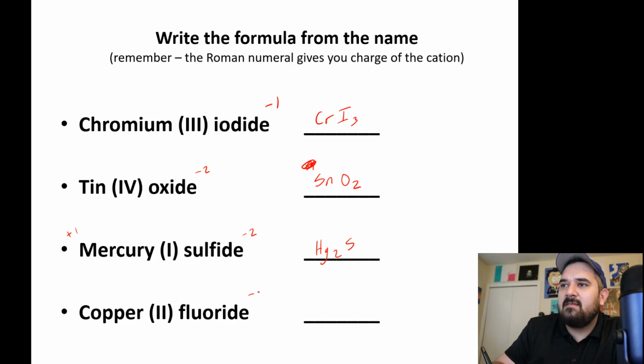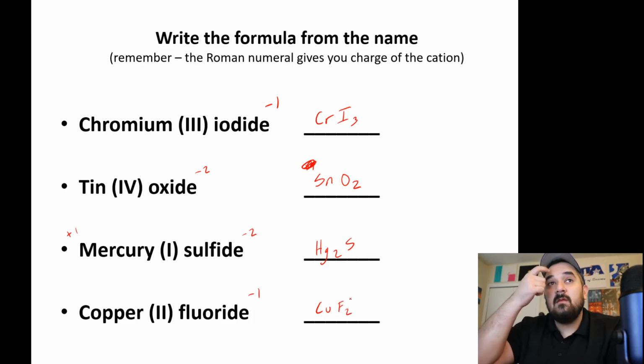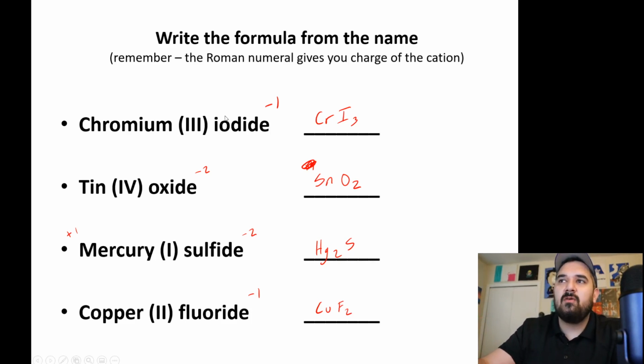Our fluorine has a -1 charge. Our copper has a +2 charge, which means we're going to have 2 fluorines. So CuF2. And that's how you're going to solve these. There's no other way to solve them. You have to put in the charges of what you know. And in this case right here, we know the charges on all the nonmetals because they're all representative elements, and the representative elements, they have stable charges that do not change.